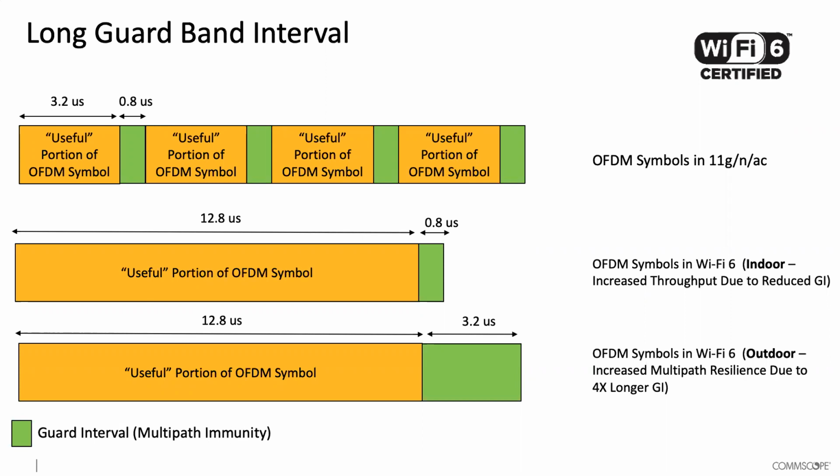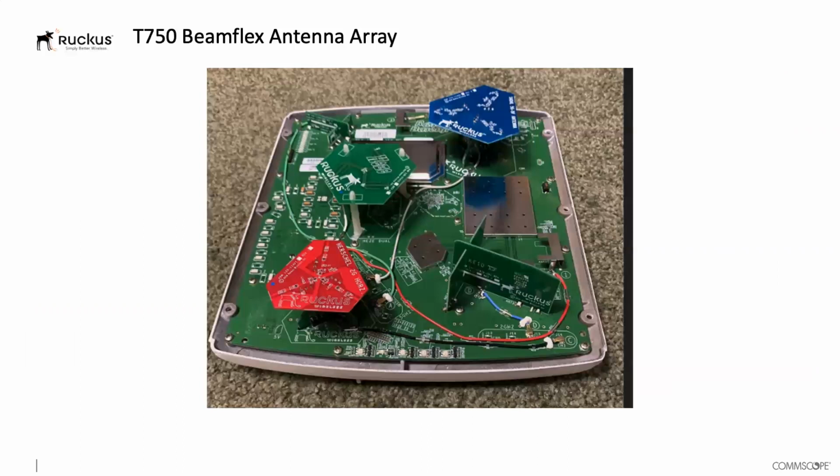And as you get to longer distances outdoors, those reflections can really pile up. That's why this longer guard band will really give you a better experience outdoors. So I do recommend looking at Wi-Fi 6 for your outdoor deployments.